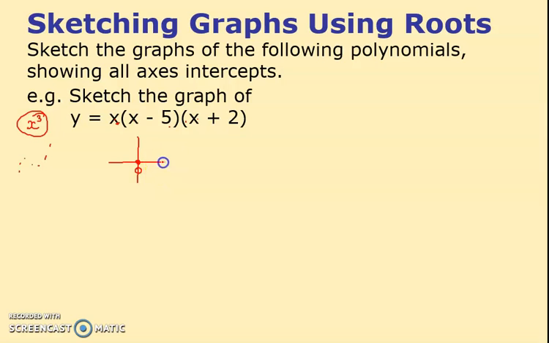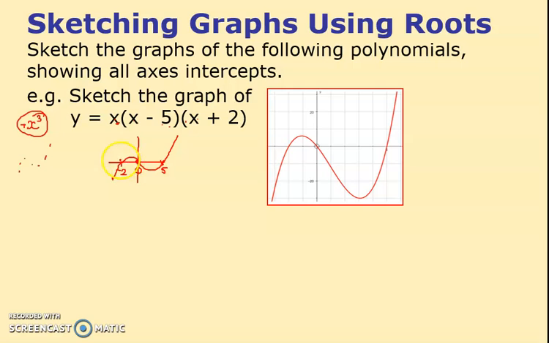X minus 5, that's 5. X plus 2, that's minus 2. So we've got 3 proper roots. And the normal one, notice it's a positive x cubed. So it's going to go up, it's going to go down, it's going to go round. And there's the graph, there's a posh graph.